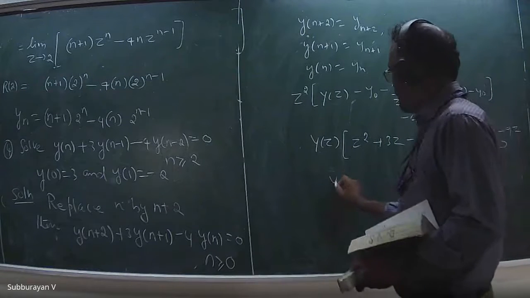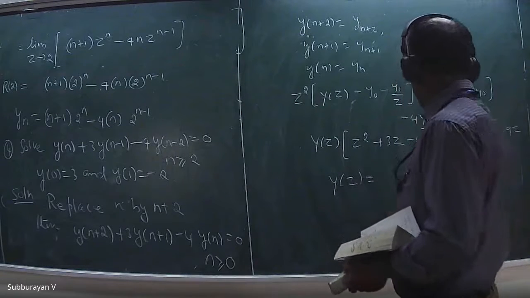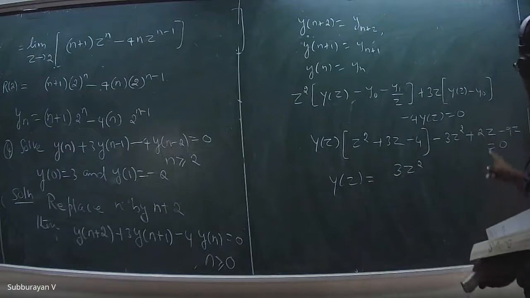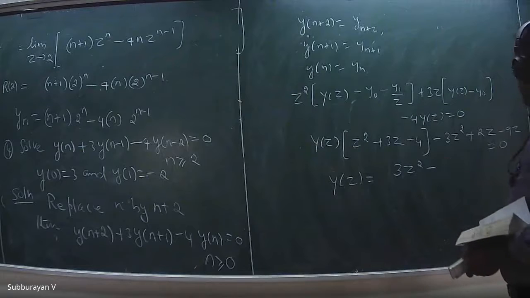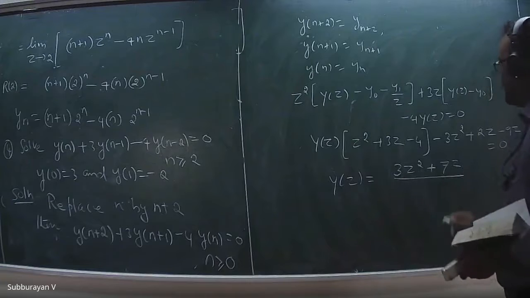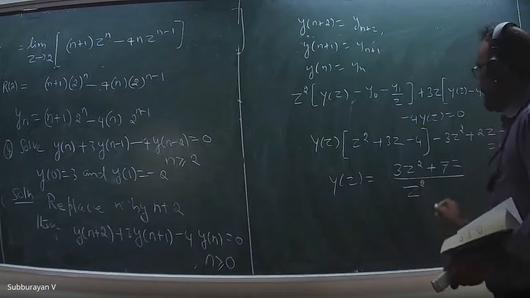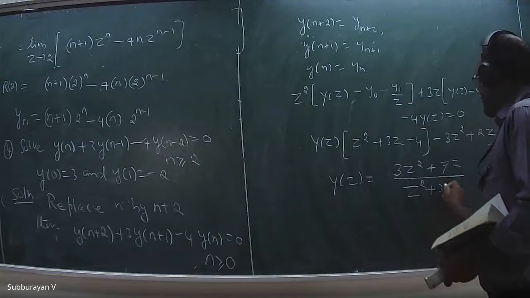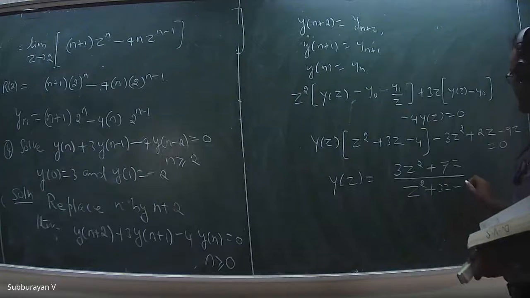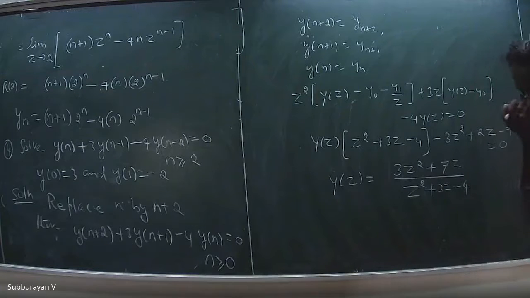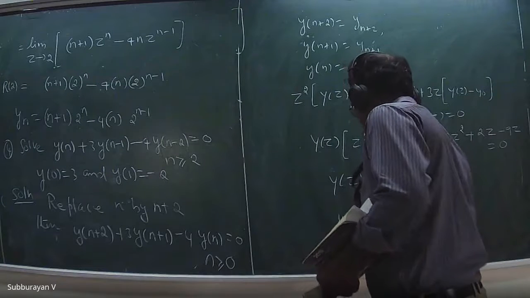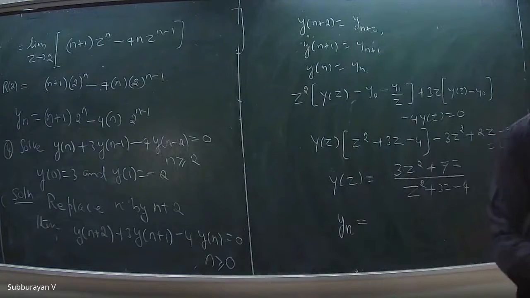Therefore what is y of z? Y of z equal to 3z square plus 7z divided by z square plus 3z minus 4. Please find out what is y of n. Please do it and tell me what is yn.